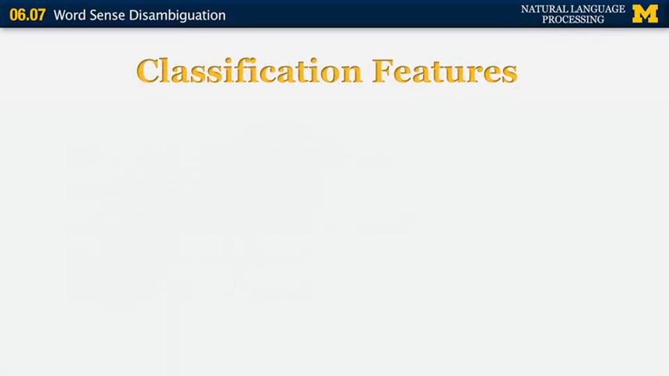So now let's look at a more detailed list of the type of features that are used in the Yarowsky decision list algorithm. I mentioned collocations. Those are the adjacent words on one side or the other of the word.